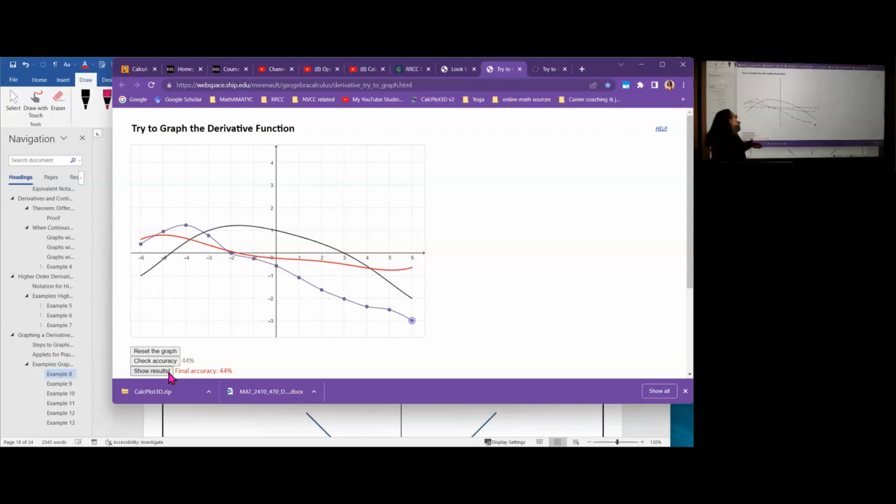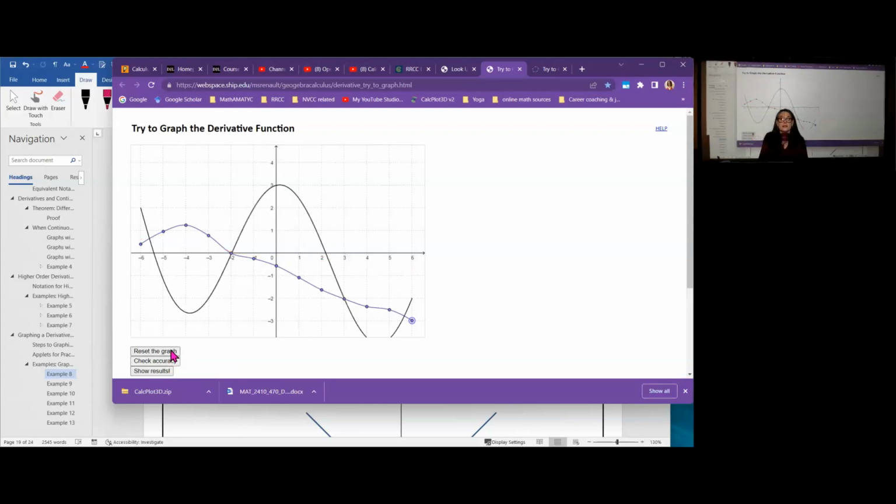44%, not so great, but let's check the major things. I have it going up, but I missed the location of the inflection point, which they feel is moved over here. So theirs is coming down from that point. Then I had it decreasing too rapidly, and I missed the inflection point over here. If you reset the graph, it'll give you a different graph where you can estimate again. Let's try this one and see if we can do any better.